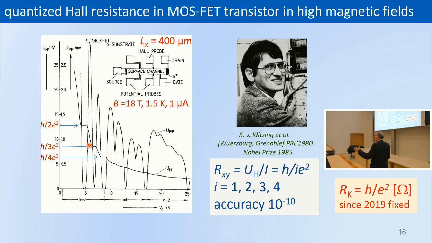It has fixed values, which is related only to h and e. So you said that the accuracy is 10 to minus 10. But is it the accuracy of the measurement of the plateau, or the accuracy of this relation? It's the measurements, the accuracy of measurements.